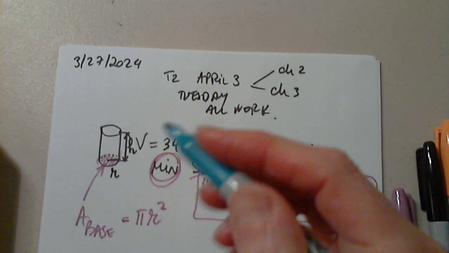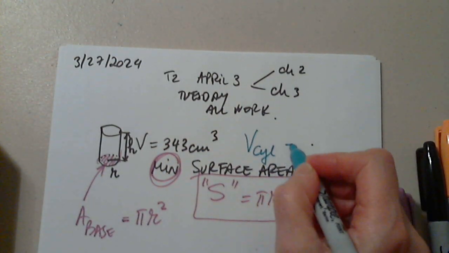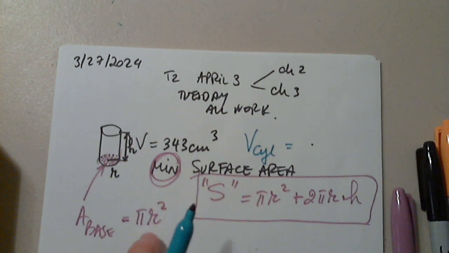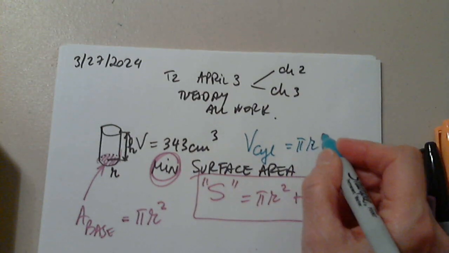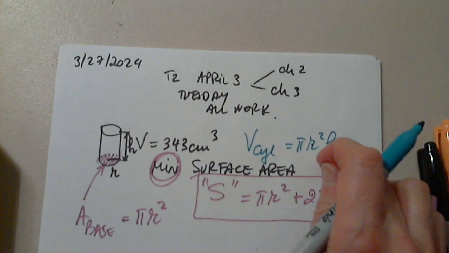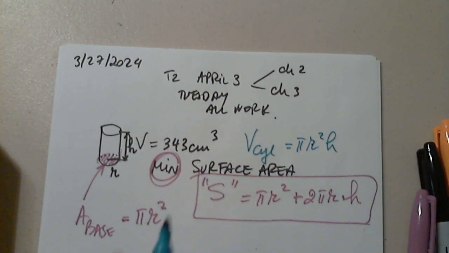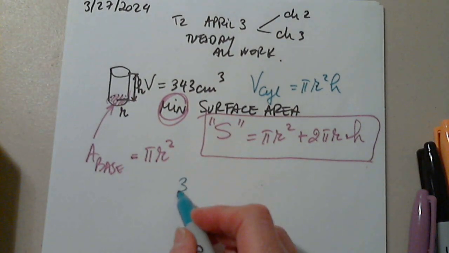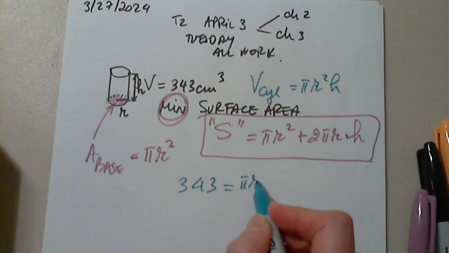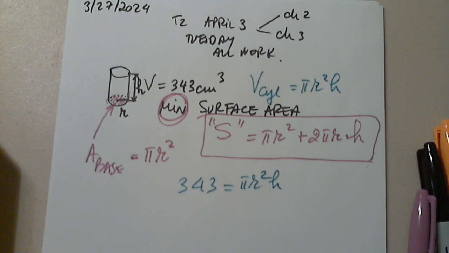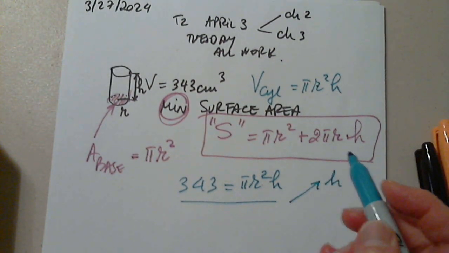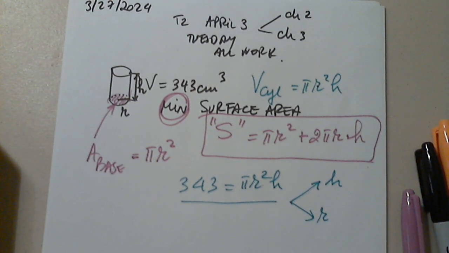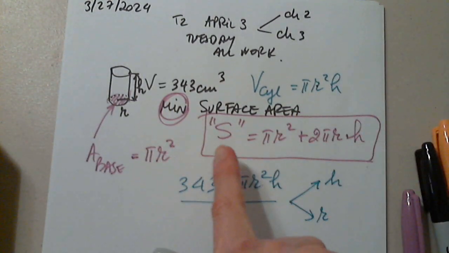So the volume of a cylinder is area of the base times the height. So pi r squared times the height. And we are given that this has to be 343. So 343 equals pi r squared h. From here, we will solve either for h, it's up to you, or for r, and plug it in here so we have S as a function of one variable.